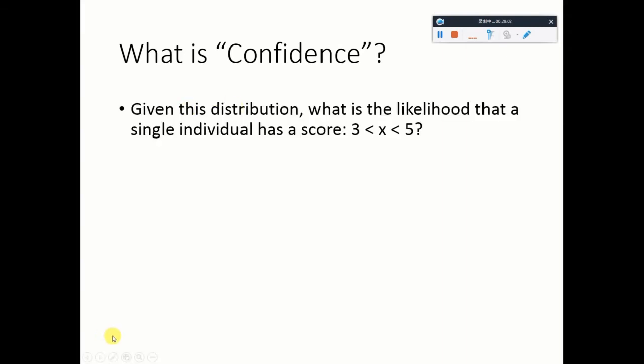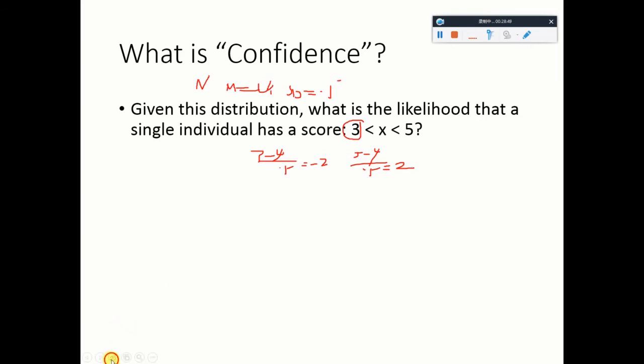Given the same distribution, it's a normal distribution. The mean is 4. The standard deviation is 0.5. Then what's the likelihood that a single individual score is between 3 and 5? Well, easy. First of all, we calculate the z-score for 3. So 3 minus 4 is negative 1, divided by 0.5, that's negative 2. And we have 5 minus 4 divided by 0.5, that's 1 divided by 0.5, so that's 2.